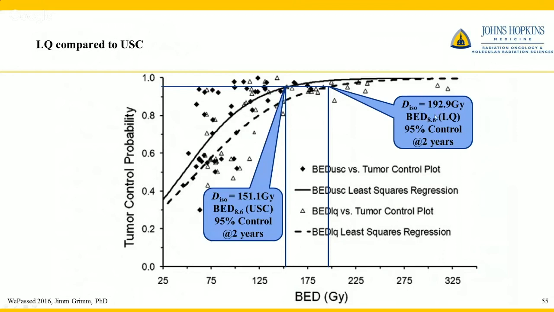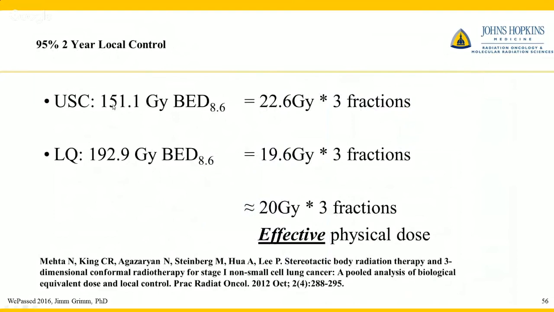So the way I use it is kind of a workaround. I'm still very interested in the ideal model, but just for my own implementation, we have patients we've got to treat. We need to have a solution. So if you convert the 151 with USC back to effective physical dose in 3 fractions, and linear quadratic convert that using LQ back into 3 fractions, both of these come out fairly similar to each other.